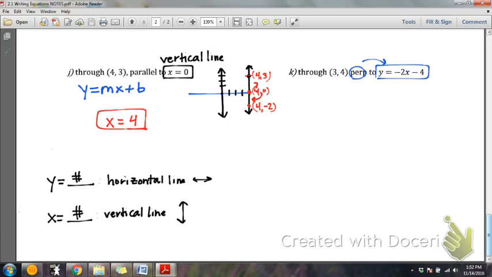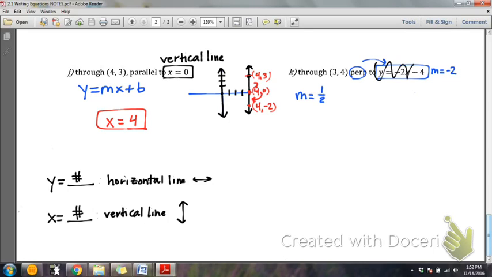Okay, right? The current slope is negative 2. But if it's perpendicular, then that means I want what kind of slope, Quentin? If it's perpendicular to y equals negative 2x minus 4, what slope do you want? Because right now the slope is negative 2. Do we want to keep negative 2 or flip it around? So what is the opposite reciprocal slope? Positive 1/2. Good.